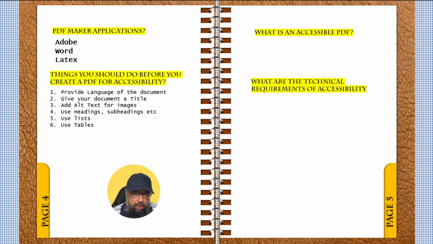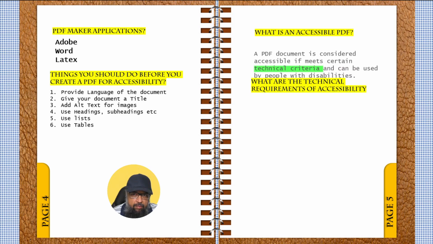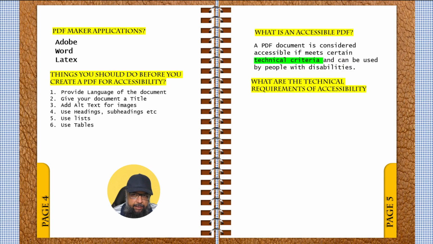Then you must use lists because they are very efficient. They determine the order, and we will talk about this in a minute. Then you can also use tables if you want to tag. And now we have already discussed what an accessible PDF is, but now I want to explain some of the technical criteria required by an accessible PDF file.